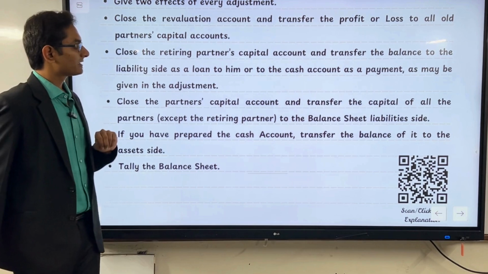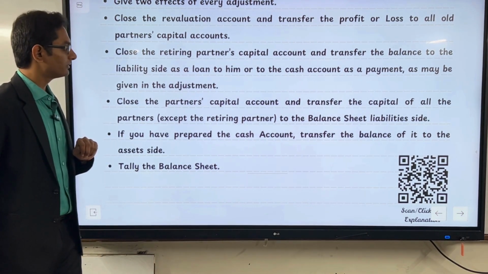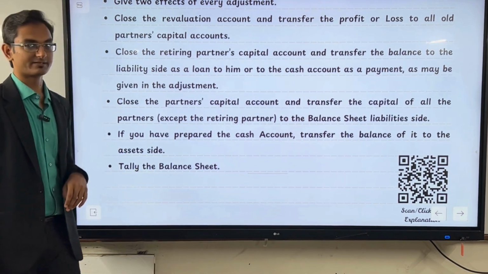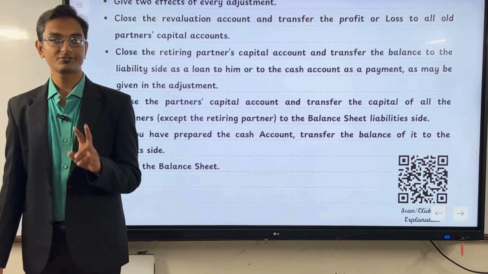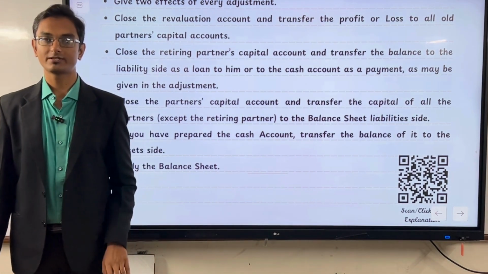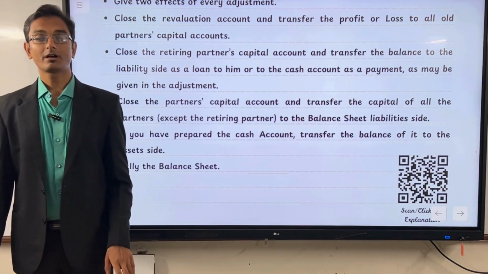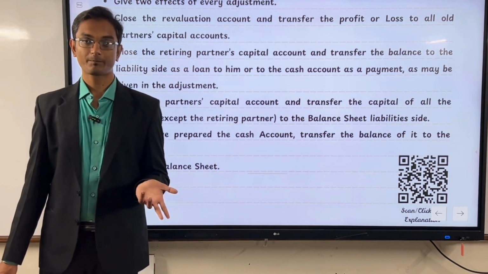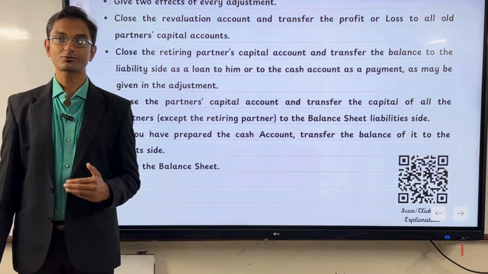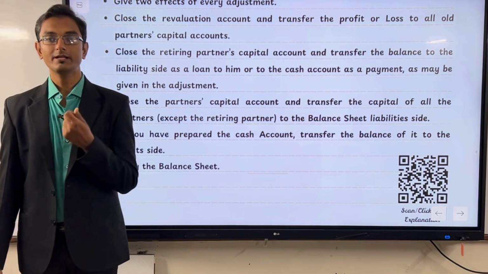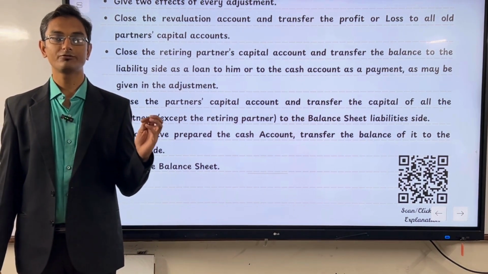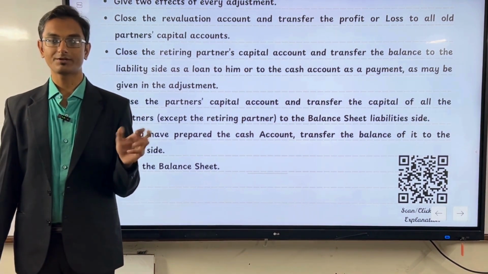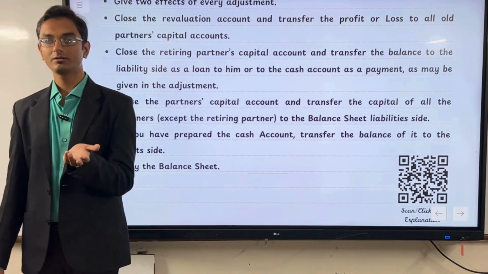Close the retiring partner's capital account and transfer the balance to the liability side as a loan to him, or to the cash account as a payment, as may be given in the adjustment. What do we have to do now? First of all, of the three partners, we first have to close the retiring partner's account. On closing it, you may have been given an adjustment about how much amount is to be paid to the retiring partner in cash. If no adjustment is given, then we are supposed to keep whatever closing balance of the retiring partner is there as a loan of his, and that loan will be transferred to the liability side, where we write it under the partner's name as a loan.